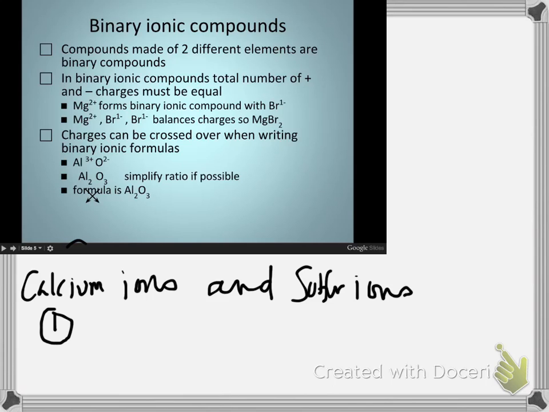Calcium will form what? Somebody who hasn't gone yet. What does calcium form? So find it on the periodic table. What group is it in? Calcium forms Ca2+. What about sulfur? Yeah, and sulfur forms S2-.